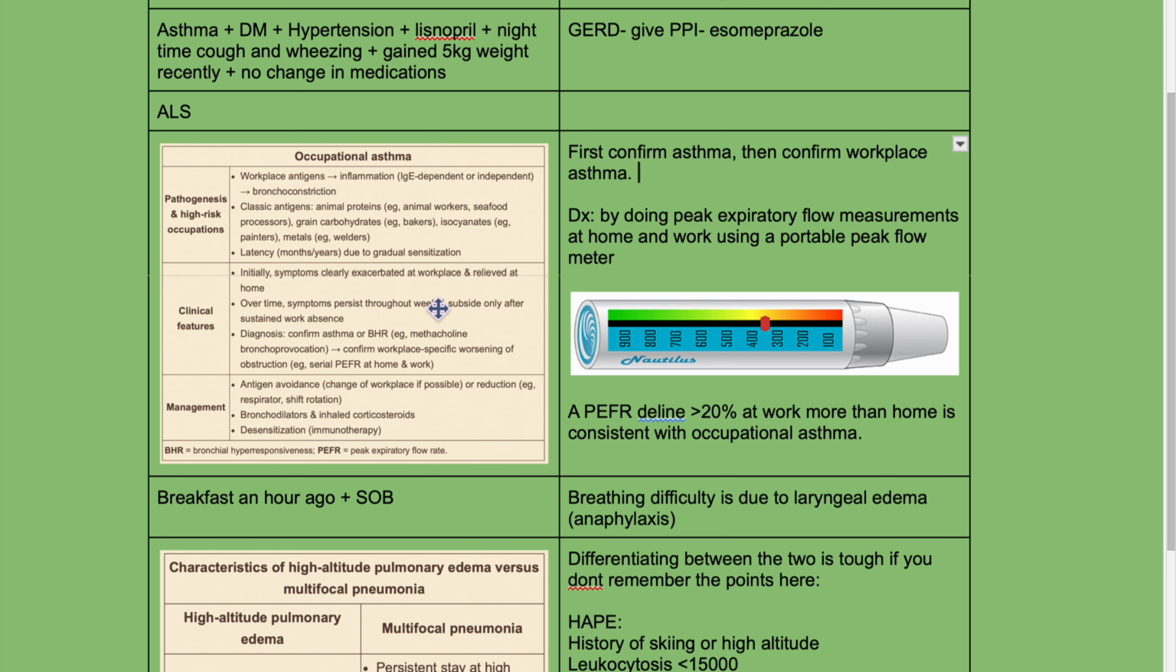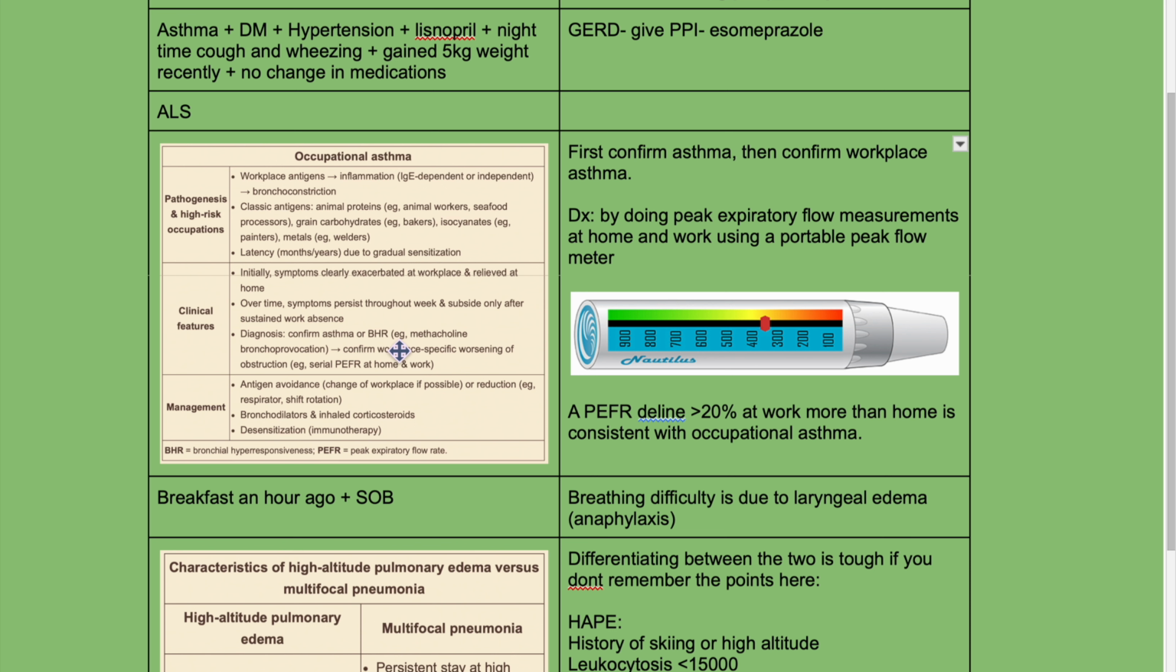Clinical features: initially symptoms are clearly exacerbated at the workplace and relieved at home. Over time, it could be that they went away somewhere else on vacation and all their symptoms went away, but as soon as they came back and started working, it came back. Over time, symptoms persist throughout the week and subside only after sustained work absence.